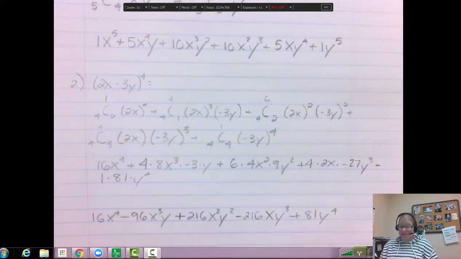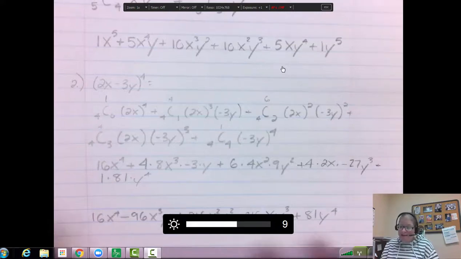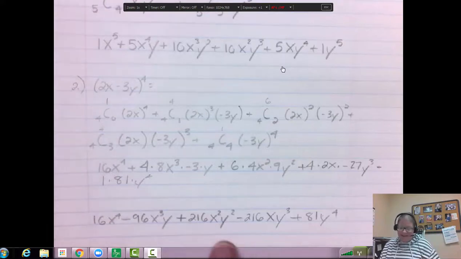Now that one I did on purpose. This is a hard one. This is as hard as it gets. Typically they only make you do one term. Like they might say, what is the sixth term of the, or not sixth, this doesn't have that many terms.